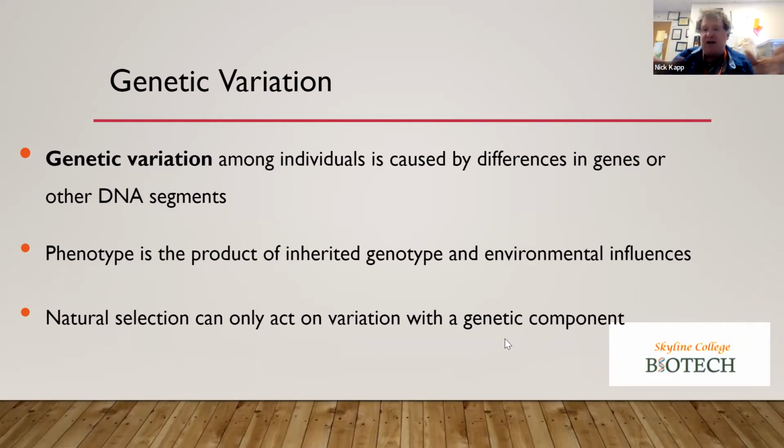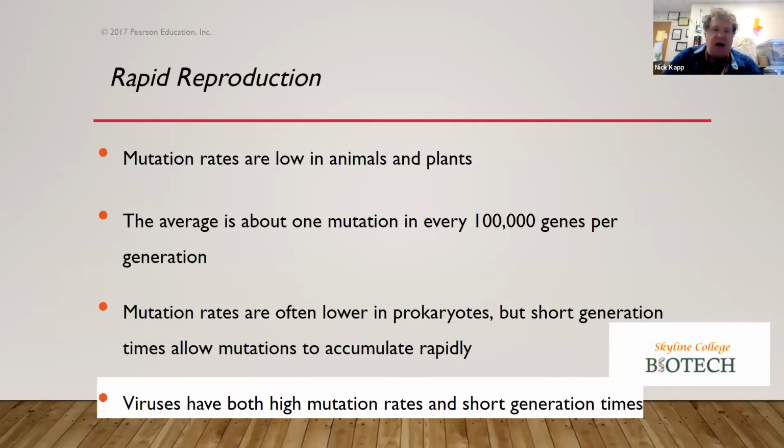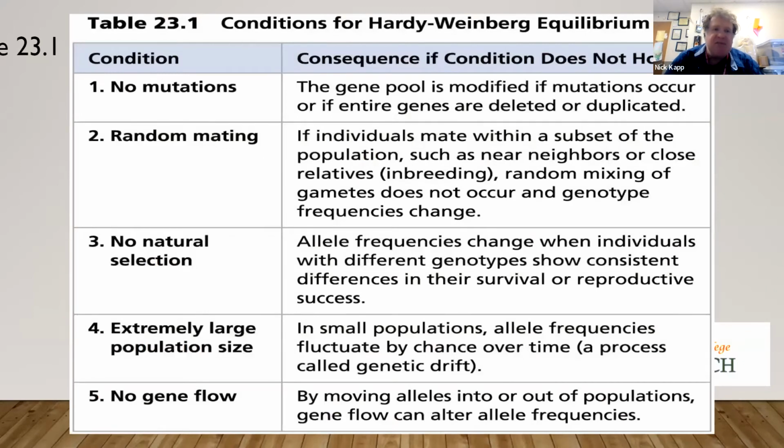So if you don't have variation, if you don't have mutations, you're not going to have natural selection. On average we see about one mutation in every 10,000 genes per generation. So it's relatively low, but with 10,000 genes you will see it in a population.